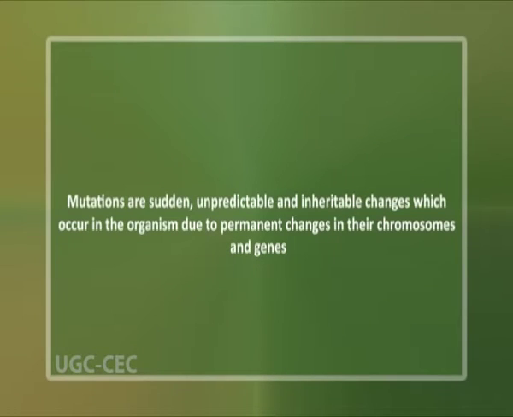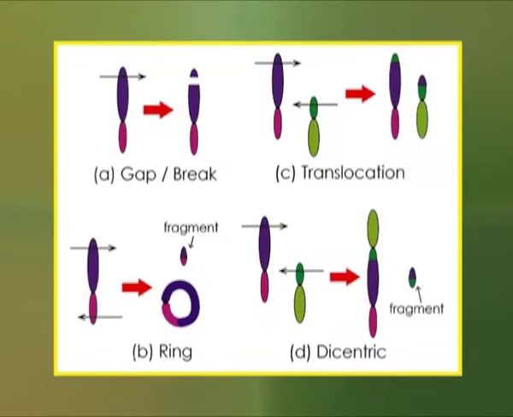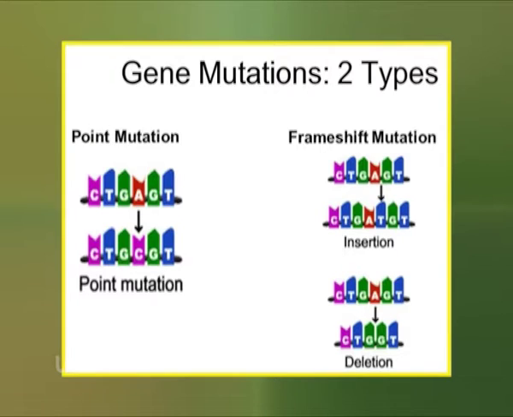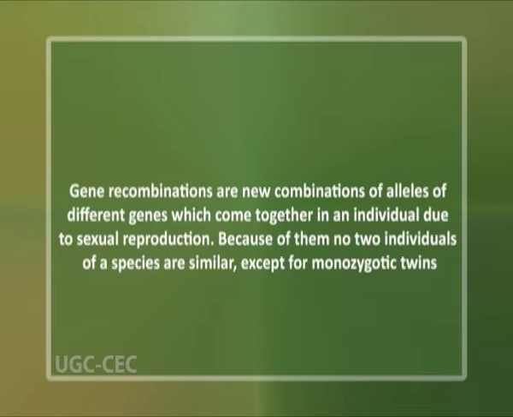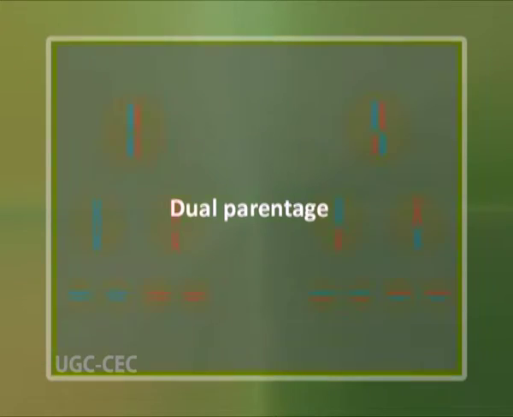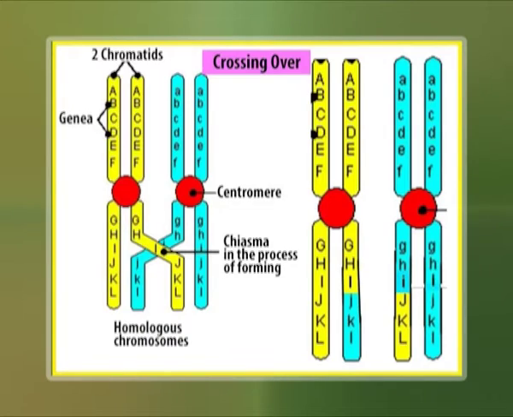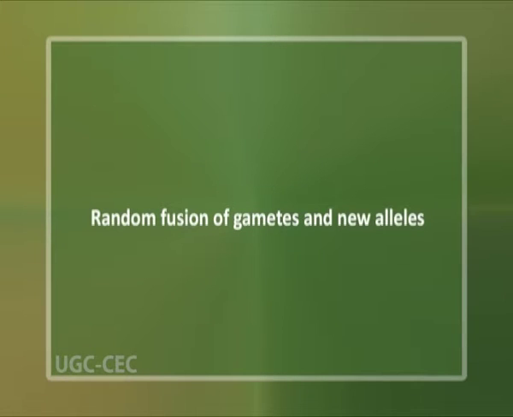Mutations are sudden, unpredictable and inheritable changes which occur in the organism due to permanent changes in their chromosomes and genes. Mutations are of three types: genomic mutations, chromosomal aberrations, and gene mutations. Gene recombinations are new combinations of alleles of different genes which come together in an individual due to sexual reproduction. Because of them, no two individuals of a species are similar except for monozygotic twins. Gene recombination occurs due to dual parentage, independent assortment of chromosomes, crossing over, random fusion of gametes and new alleles.